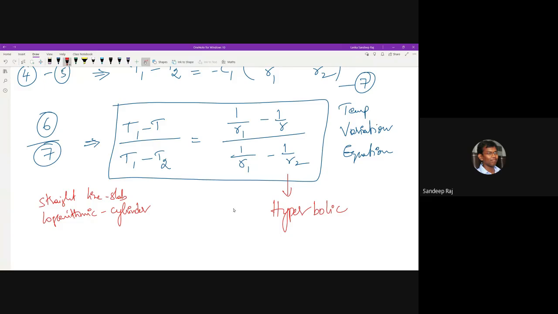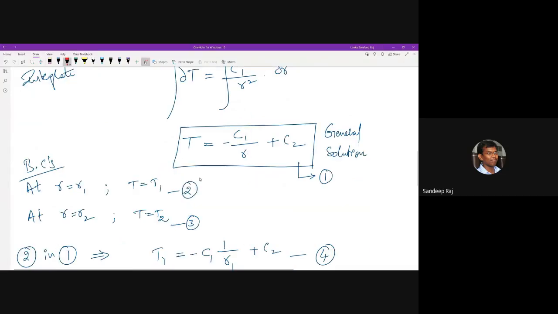Either you can say it by looking at this equation, or you can also say it from this equation. You can see that the T is one variable and R is one variable. So that is xy is equal to C kind of variation, which is a rectangular hyperbola. So it is a hyperbolic variation. Hyperbolic variation of the temperature you will get in a sphere.